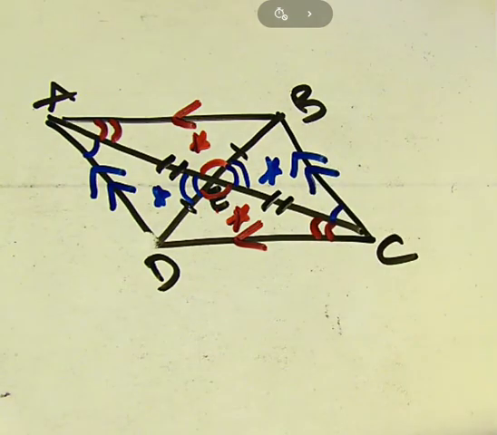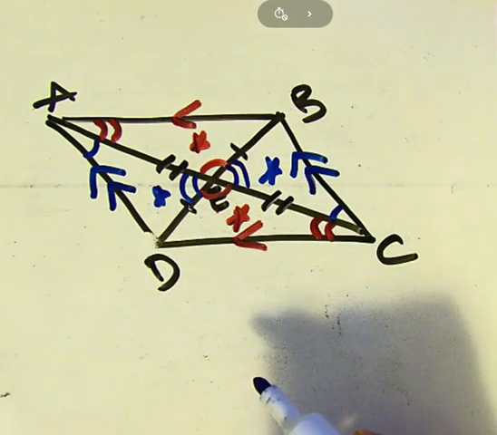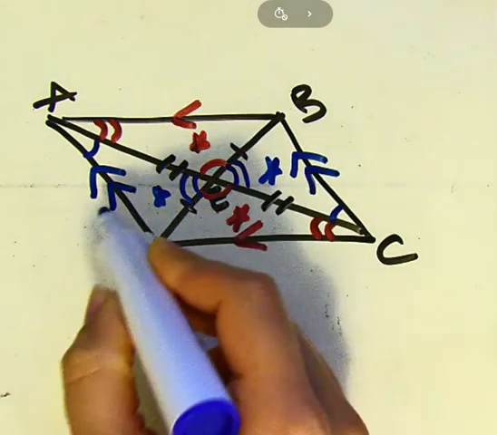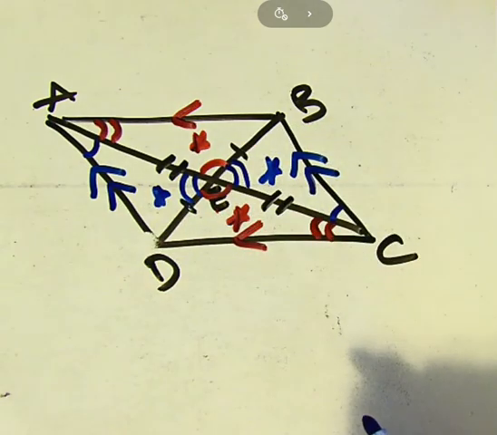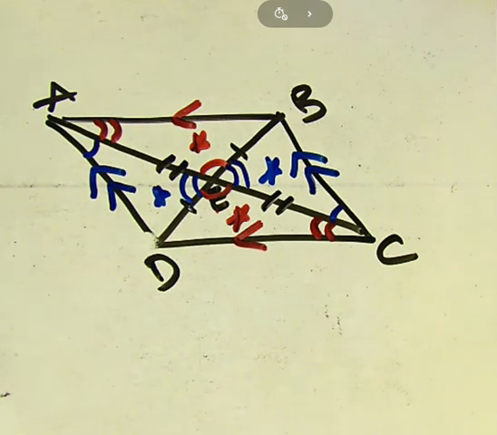Now that we've proven that opposite sides of this quadrilateral ABCD are parallel, we can say that ABCD is a parallelogram by definition of parallelograms.